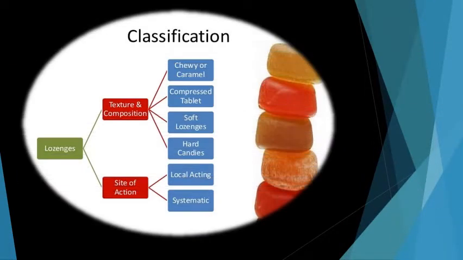Going through a classification of lozenges quickly, they can be classified according to texture and composition into four subclasses: chewy or caramel type, compressed tablets, soft lozenges, and hard candies. And based on site of action, they can be subclassified as local acting and systemic.